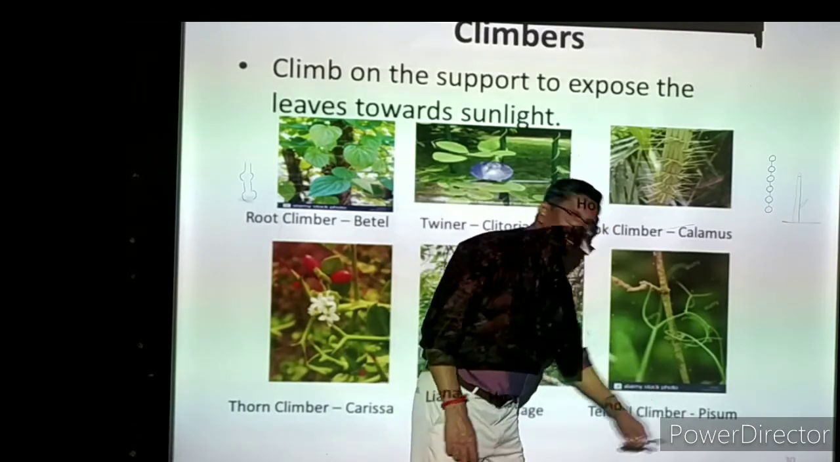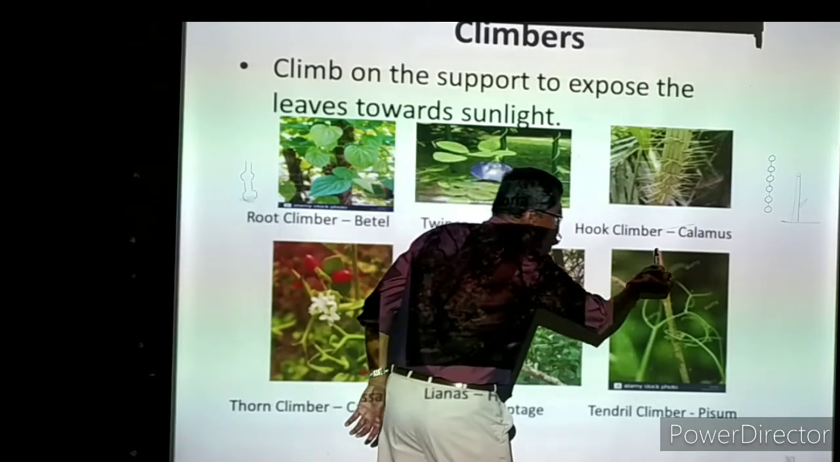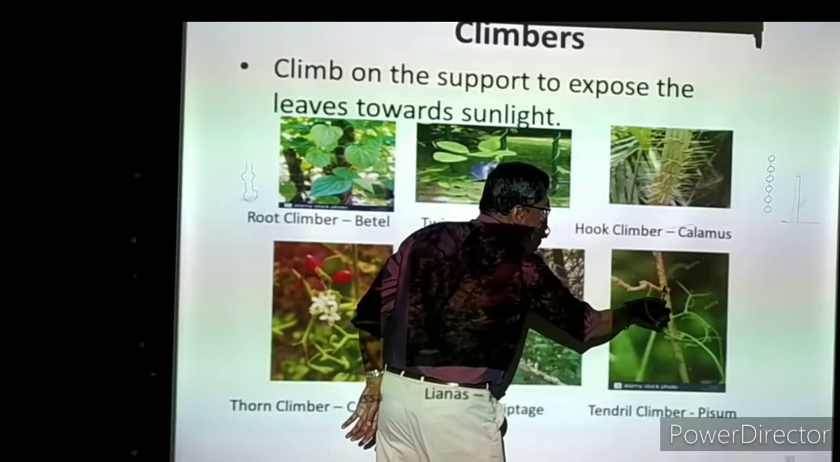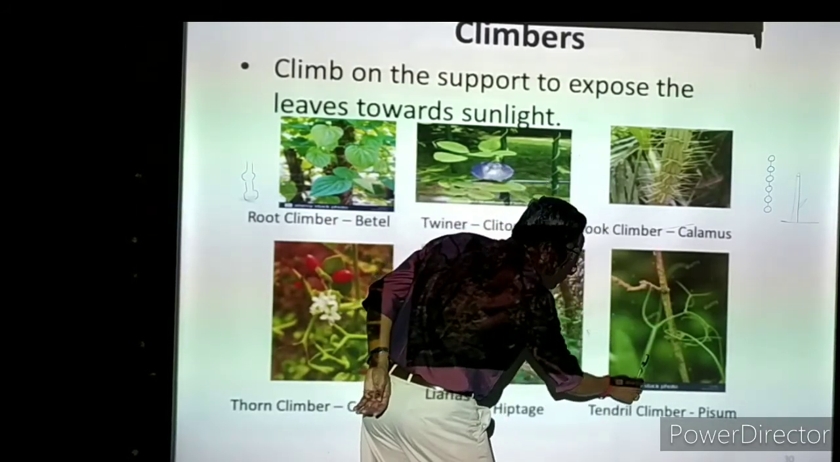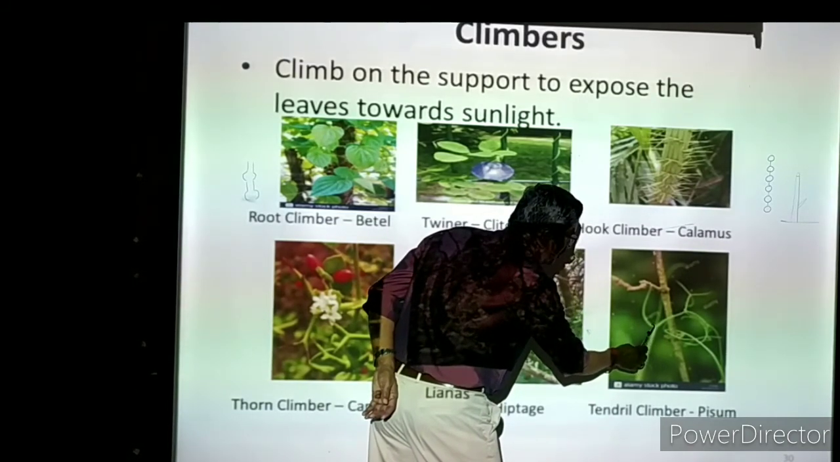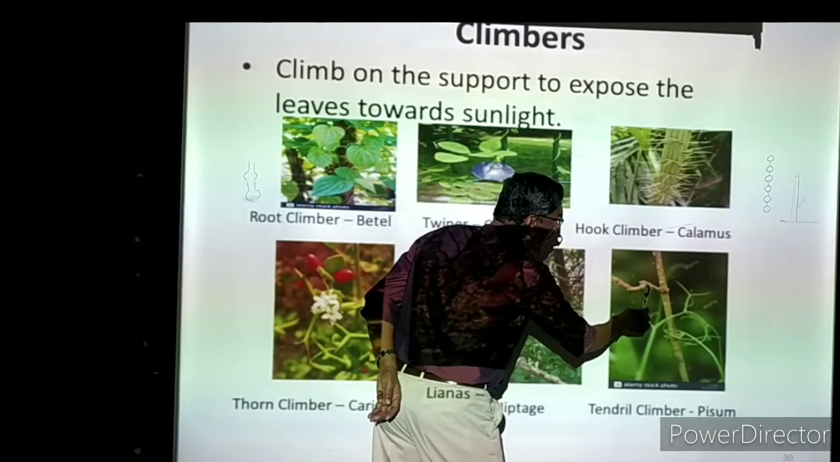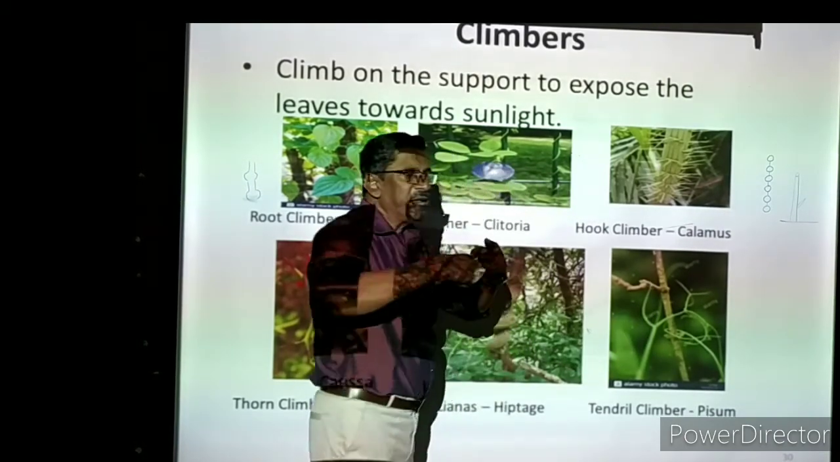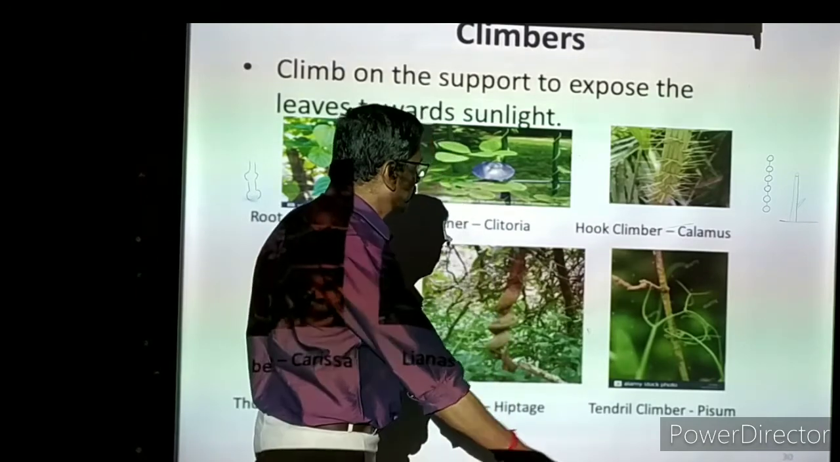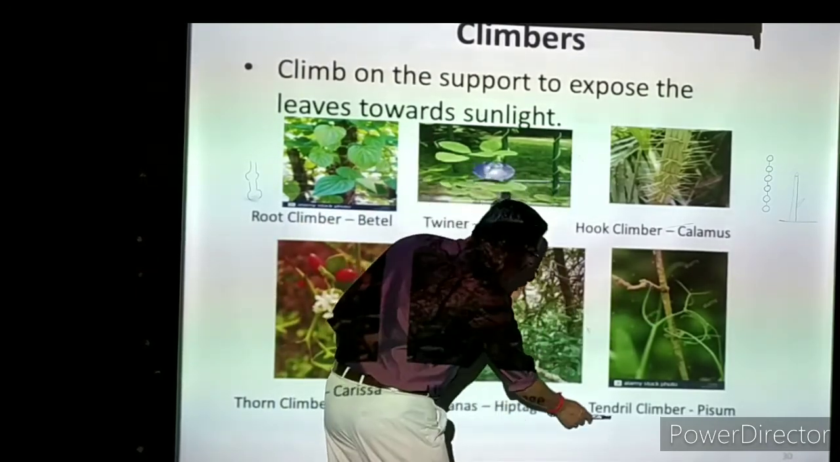The last one is a tendril climber. Now example is pisum. That is a pea plant, what we can say. Now this is the stem support. That is a supporting plant. Now this is the weak stemmed plant. But what it is doing is, wherever the nodes are present, now this is one node. Here one long thread-like structure is coming, which is coiling around the support. Like a spring, it will be coiling around the support. Now this coiled spring-like structure is called a tendril.